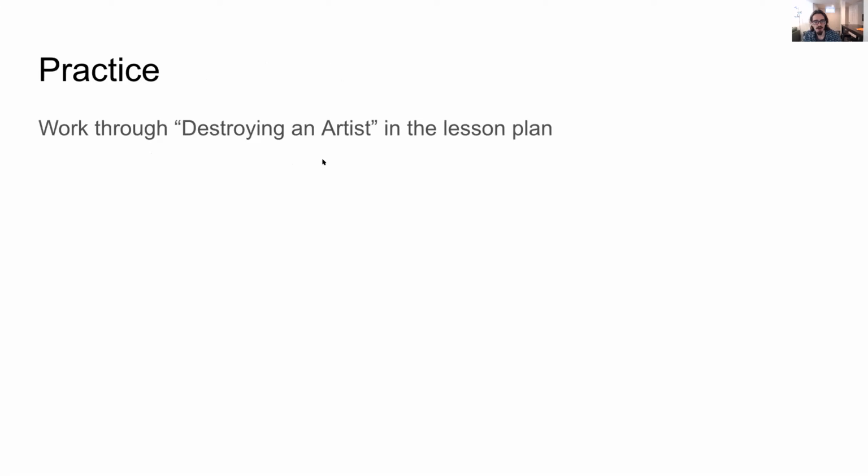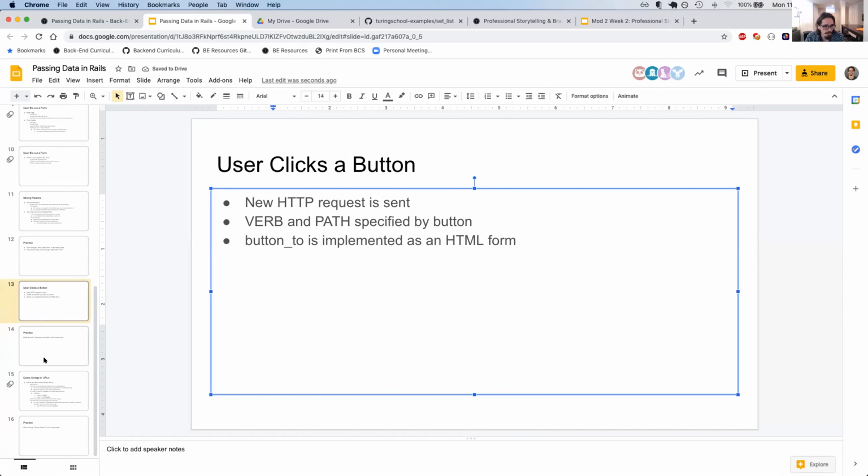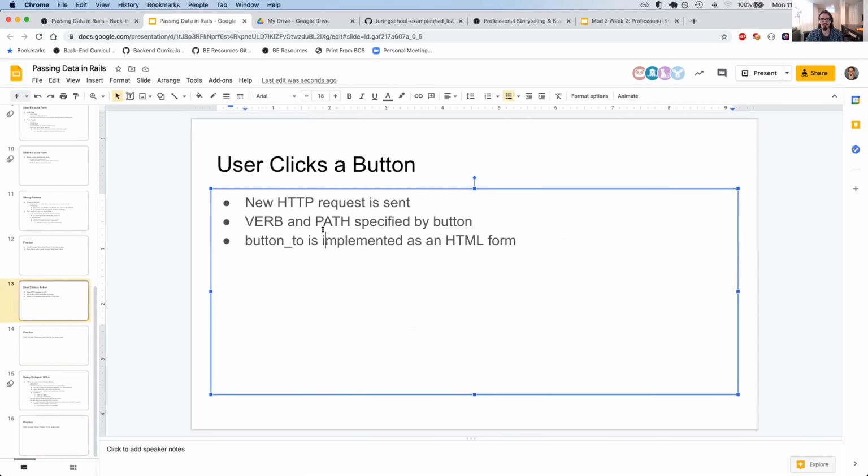Under the hood, I don't have this here, so let's just type this out together. Under the hood, button_to is actually going to be implemented. I thought I put this in somewhere, but I must not have saved it. Oh, so I put it there that it's generated as an HTML form. Actually, let's just say this. So it's implemented as an HTML form, and that form has no inputs.